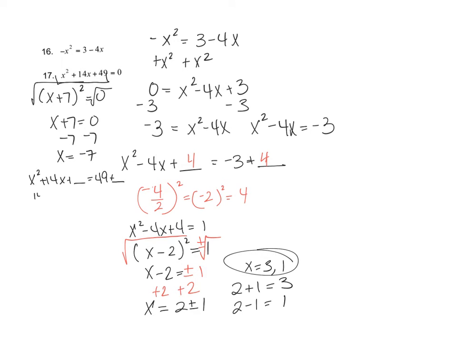We get 14 divided by 2 squared is 7 squared, which is 49. Oh, and this is negative 49 on this side. So then when we add 49, and we add 49, we end up with, right where I started, x plus 7 squared equals 0. And then you solve it and get the same answer.